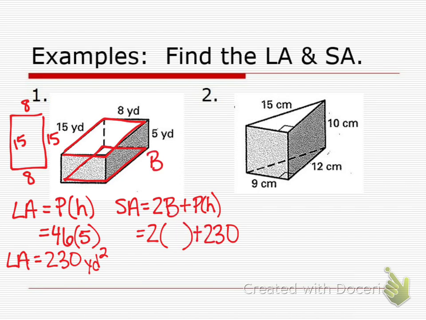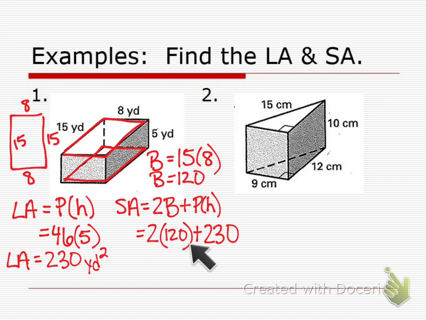What does capital B stand for? Area of the base. So I drew one of my bases off to the side. How do I find its area? Multiply 15 times 8. And what do I get when I multiply 15 times 8? 120. So capital B was 120, so I plugged that in down there.